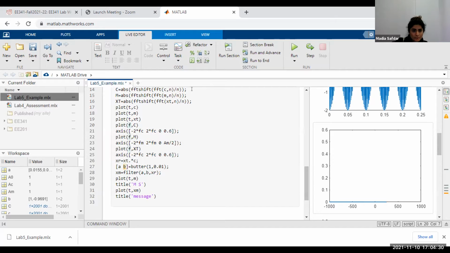FFT shift. Why doesn't it give you the result? Maybe because I'm using MATLAB, online MATLAB.